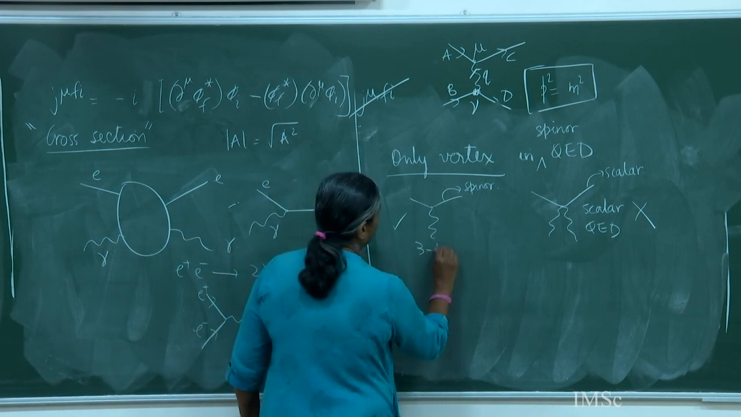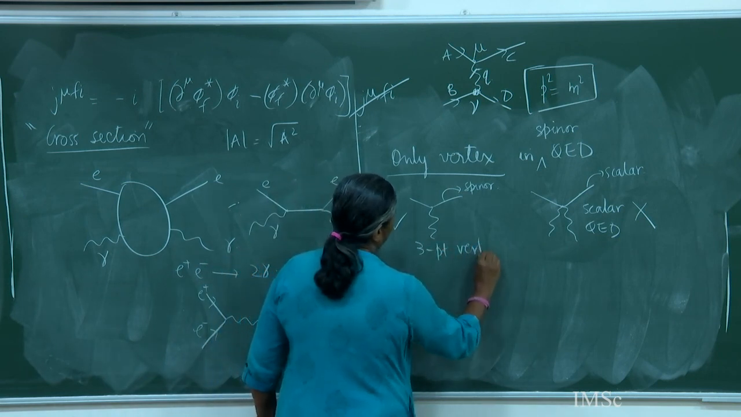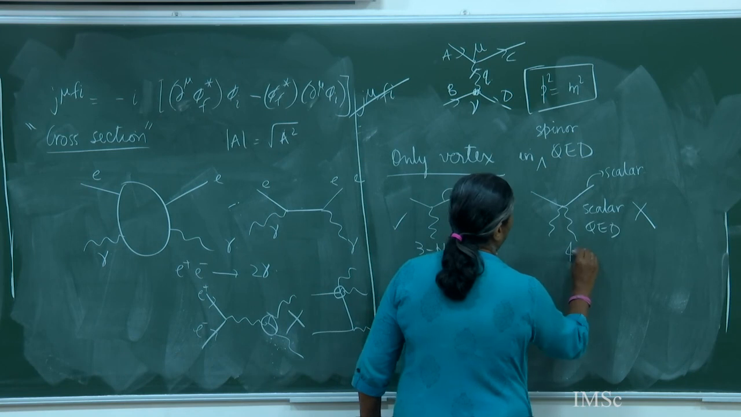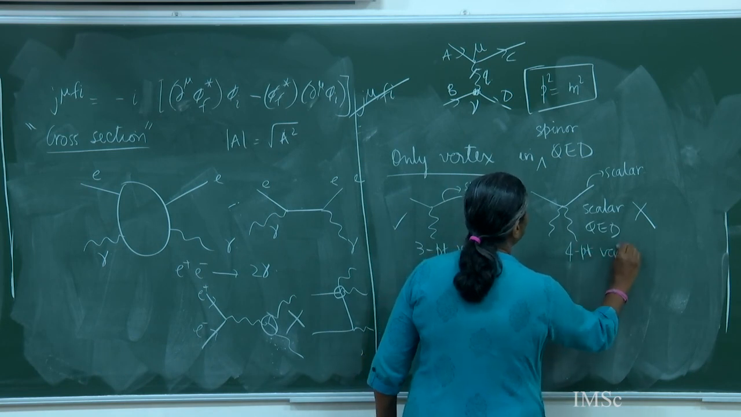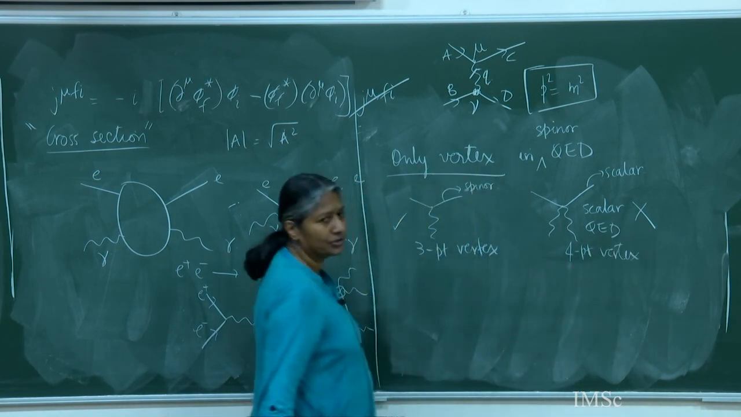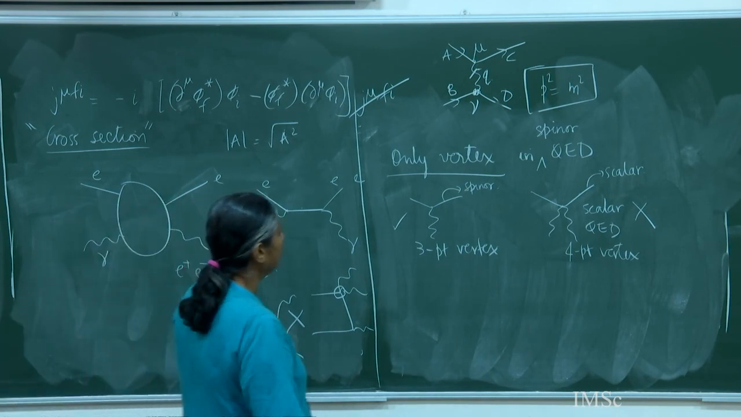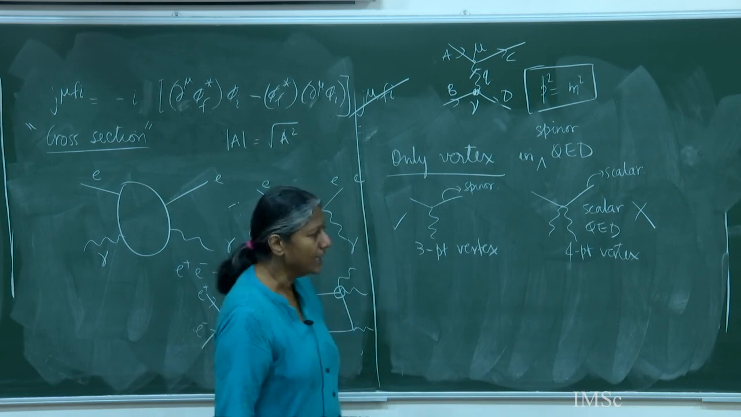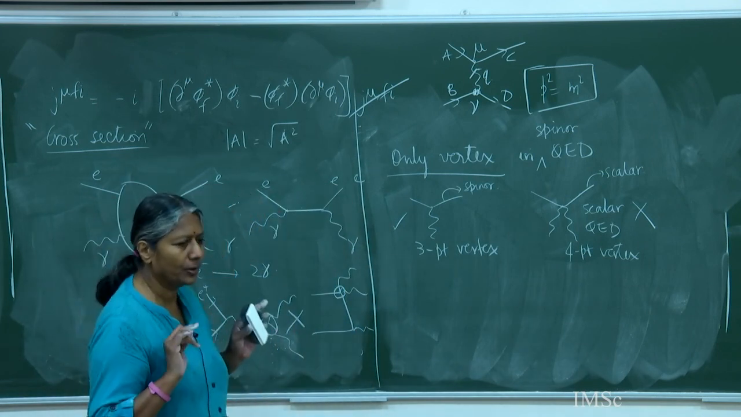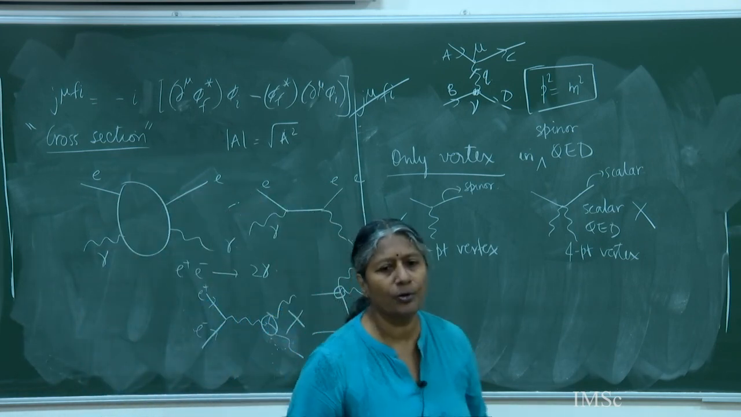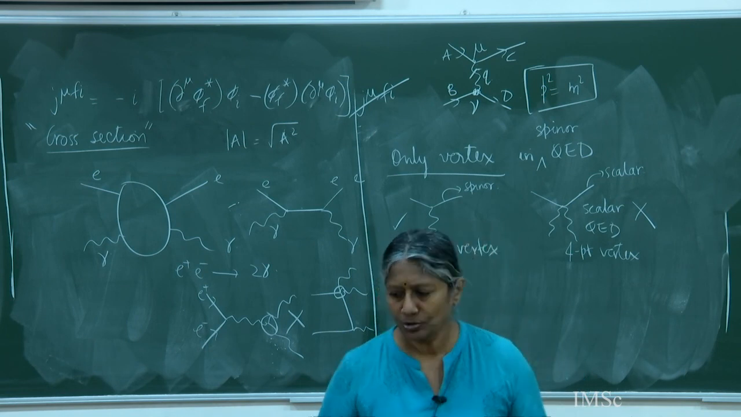This is called a 3-point vertex. This is called a 4-point vertex. So somewhere towards the middle of this course, I will actually write down the Lagrangian and show you why there are only 3-point and not 4-point vertices in the theory. But this whole thing was to show you the technology for how cross sections are calculated. Okay, so I will stop now.